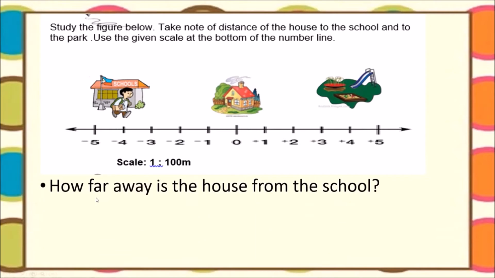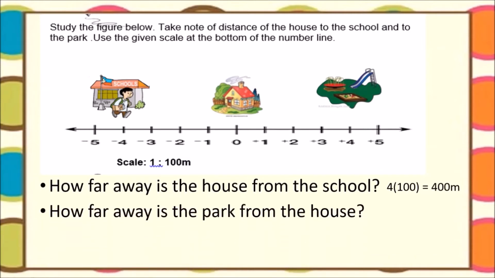First question, how far is the house from the school? So from the school going to home or to house, negative 4 going to 0, count the number of units, 1, 2, 3, 4. And multiply by 100. So 4 times 100 is equal to 400 meters. Yun ang layo ng school sa bahay.